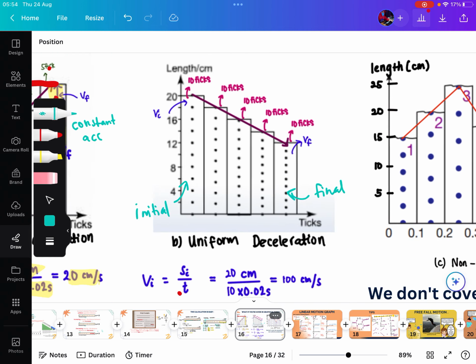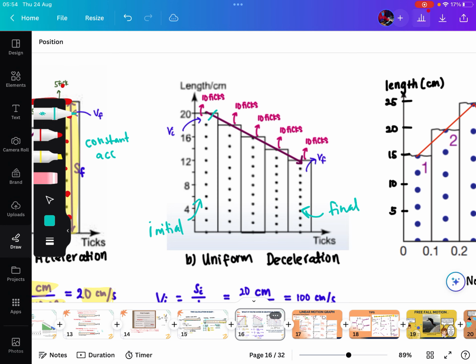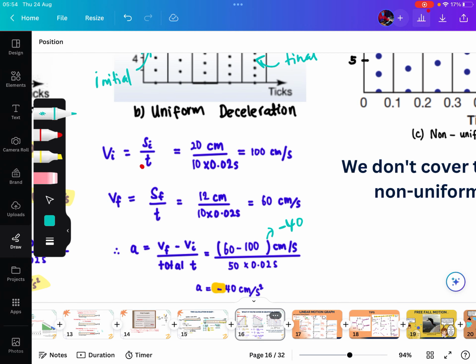Why? Because the total ticks over here, from the first, second, third, fourth, fifth strips altogether, is 50 ticks, because 10 plus 10 plus 10 plus 10 plus 10 is 50 ticks. 50 times 0.02 second is basically 1. Let me recalculate in case I made any mistake. 60 minus 100 is minus 40, divided by 50 times 0.02. Yes, it is minus 40 centimeters per second squared.